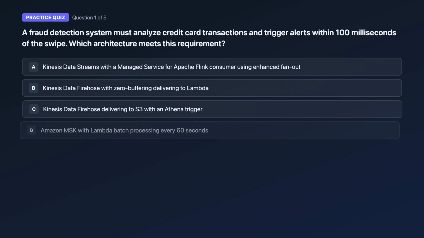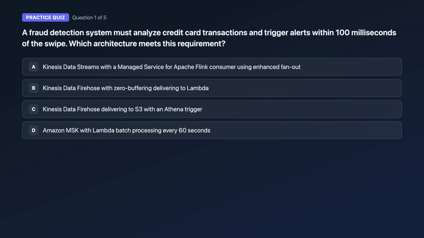Alright, question 1. A fraud detection system must analyze credit card transactions and trigger alerts within 100 milliseconds of the swipe. Which architecture meets this requirement? Is it A, Kinesis Data Streams with a Managed Service for Apache Flink consumer using enhanced fan-out? B, Kinesis Data Firehose with zero buffering delivering to Lambda? C, Kinesis Data Firehose delivering to S3 with an Athena trigger? Or D, Amazon MSK with Lambda batch processing every 60 seconds?